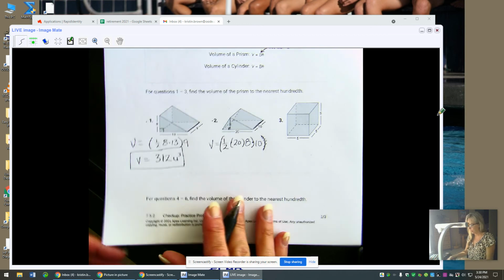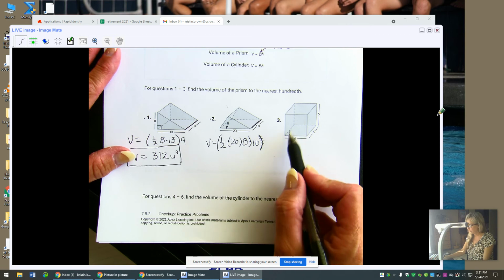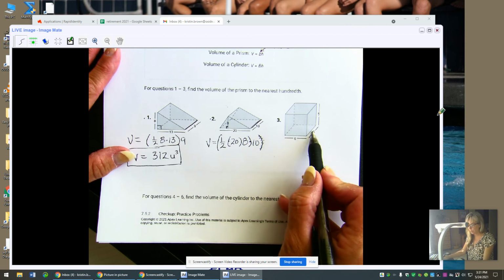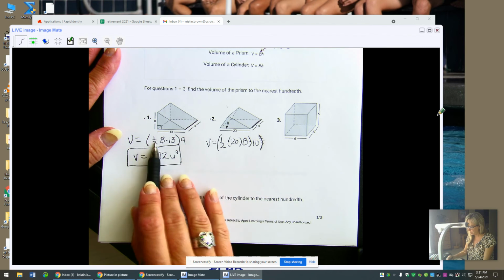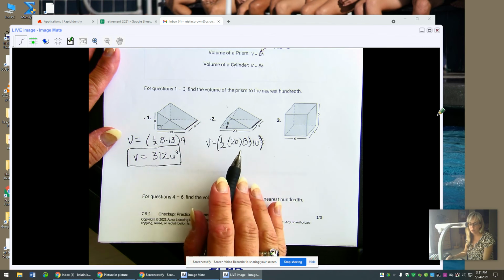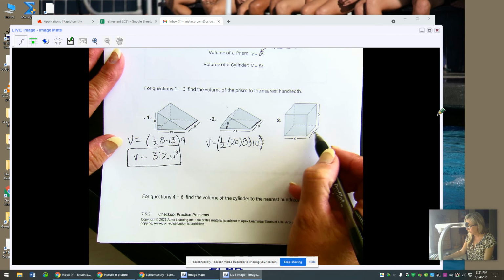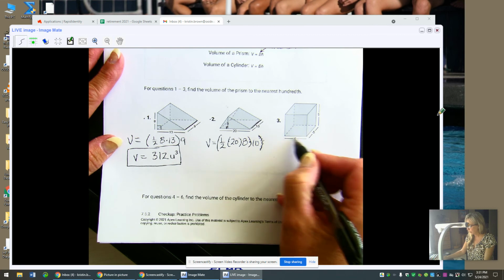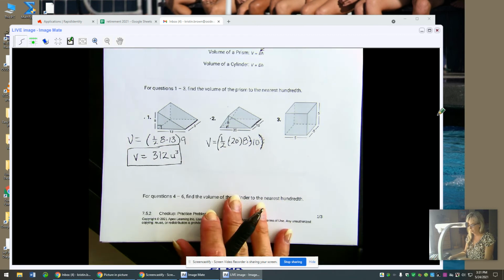You'll get it. Okay? And then this one, the base is a square. So the area of the square, 5 times 5, times the height, which is 5. The reason we have halves in the earlier ones is because the bases were triangles, and the area of a triangle is 1/2 base times height. Area of a square is length times width. So 5 times 5 times the height of the prism, which is 5. You can finish that one off.